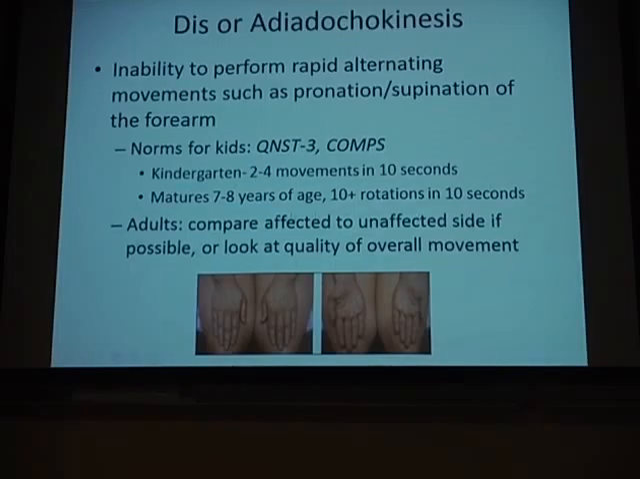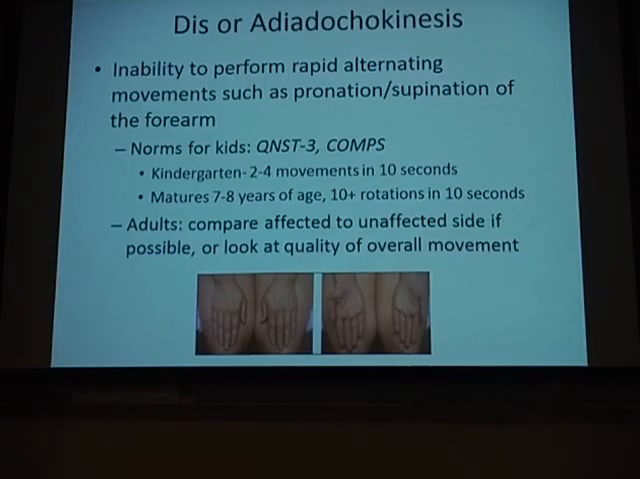For the QNST3, there are going to be norms for adults, but a lot of times, if you're just doing this as part of a quick screening, one of the things you can do is if there is an affected and a non-affected side, you can really compare the non-affected side, the smoothness, the quality, the number of rotations, to the affected side. If both sides are affected and you have damage in both hemispheres of the cerebellum, then you can just look at the quality of the overall movement. Again, looking for jerkiness, shakiness, tremors, discoordination between those two sides, because those would all be observable in somebody that had cerebellar damage.